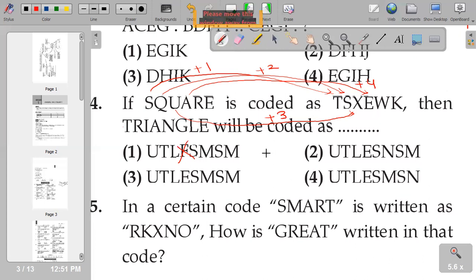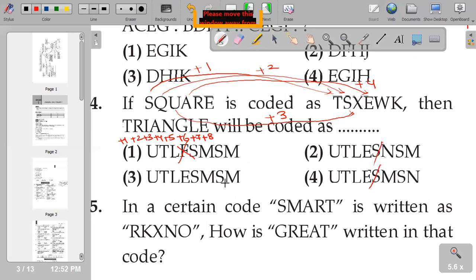So what will you do? We are adding plus 1, plus 2, plus 3, plus 4, plus 5, plus 6, plus 7, plus 8. So how will we reduce our time in the examination? This is the most important question. So check all the options: U, T, L, E, S.